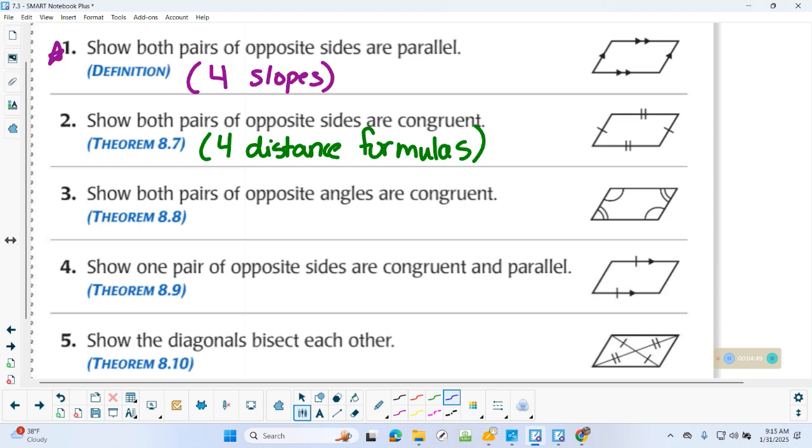4, show one pair of opposite sides congruent and parallel. So congruent means, of course, distance formula, and I don't love it, because distance formula is time consuming. And of course, parallel would be slope. That's not bad. So with 4, I try not to use it because of distance formula, but it's not an awful pick. I really like 5.